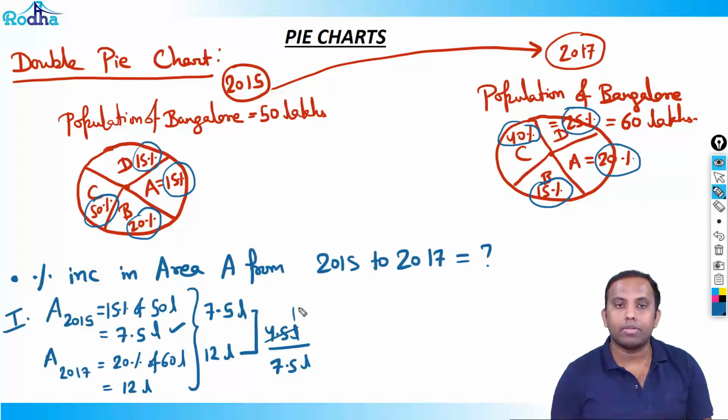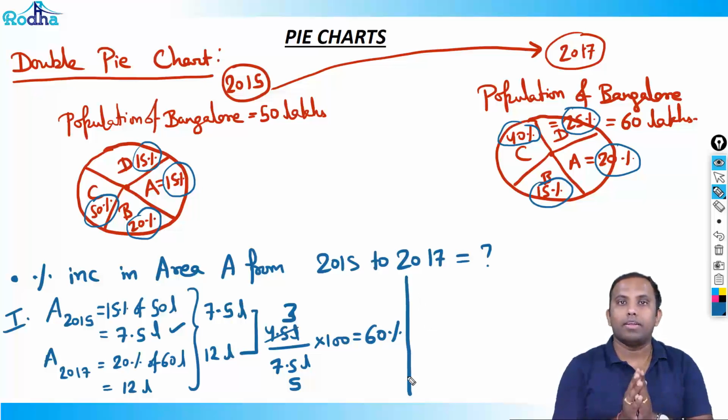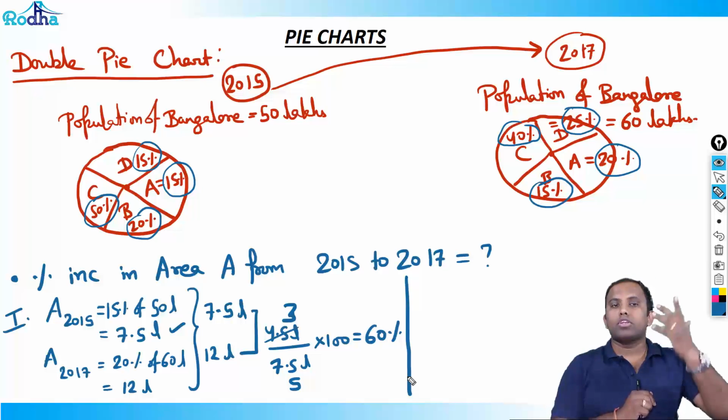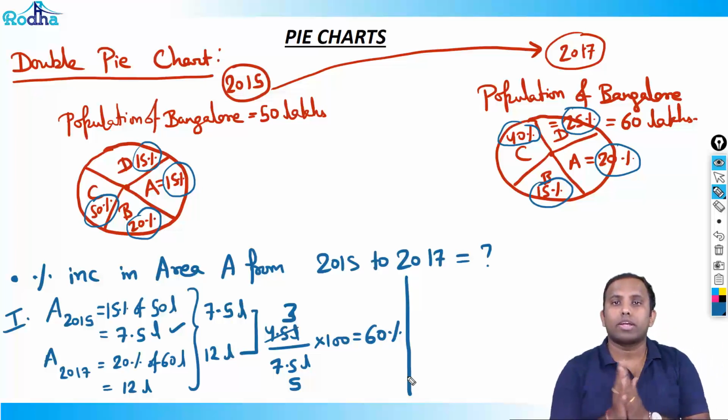4.5 by 7.5. Okay, so it is 3 by 5 basically. So 3 by 5 into 100, that becomes 60%. It's clear, right? So simple calculation, we did it by the conventional method. Then I'll tell you a very good shortcut.